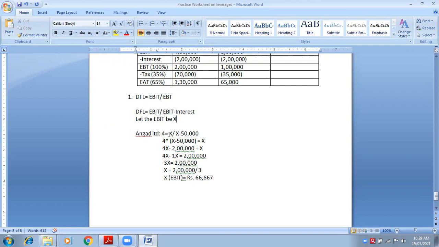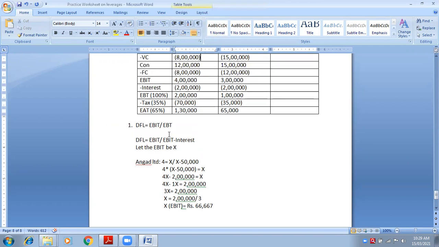So here we can write down EBIT is 66,667. Are you sure it is 66,000? It is not 6 lakhs, no? 6 lakh 66,000, that is not the case, right?